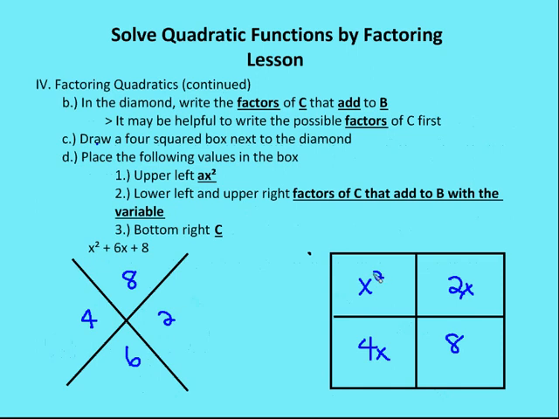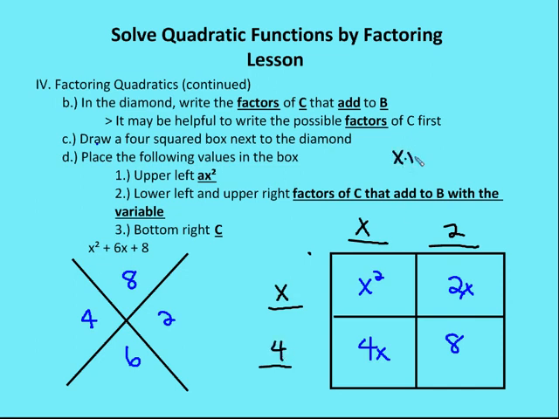Then I'm going to create my box. In the box, I'm going to put the first term of the quadratic, x squared, in the upper left-hand corner, and the c value on the bottom right-hand corner. Then I'm going to place some marks here, and I'm going to find the common factors of the columns and rows. So the common factor of the first column is going to be x. Common factor of the second column is going to be 2. Common factor of the first row is going to be x. Common factor of the second row is going to be 4.